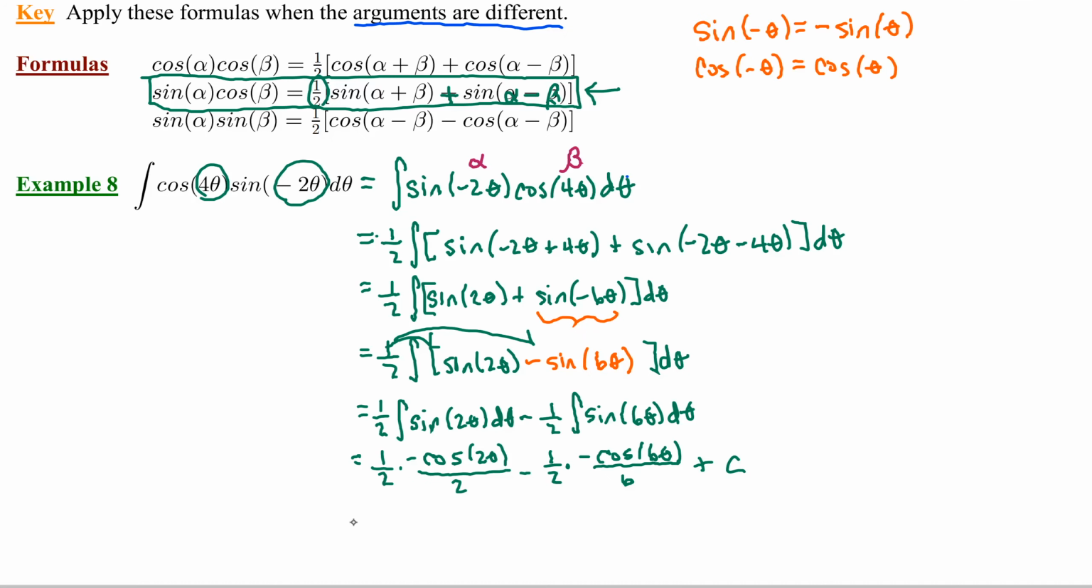Let's finish out by simplifying. We have 1/2 times negative 1/2. We can write that as coefficient negative 1/4 times cosine of 2 theta. Negative 1/2 times negative 1/6 is positive 1/12. Cosine of 6 theta plus c. And that completes the antiderivative.